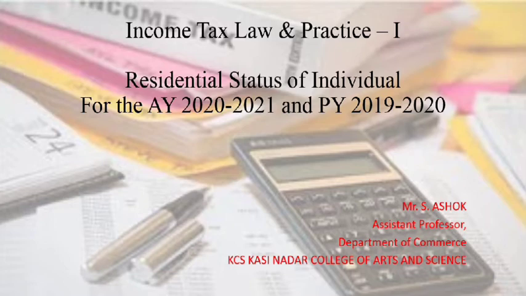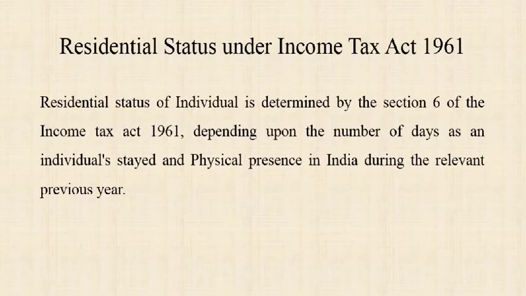In this video, I'm going to explain the residential status of an individual for the assessment year 2021 and the previous year 2019-20. In income tax law, residential status of an individual is determined by Section 6, and it is calculated based on the number of days an individual has stayed, the physical presence in India during the relevant previous year.